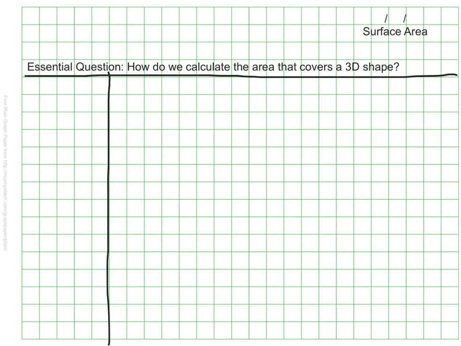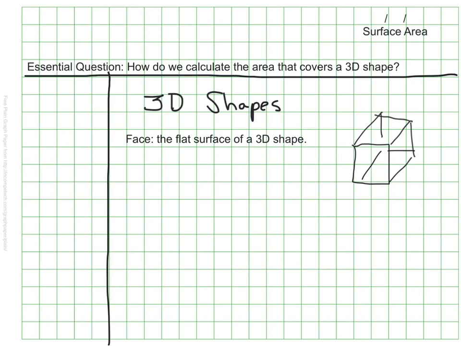When we think about a 3D shape, there are a few terms that we need to know. The first, and the one that you will hear very often, is face. A face is a flat surface of a 3D shape. In this cube, there are 6 faces. I'll just shade in the one on the bottom here, because there are 6 flat surfaces that make up the shape. The bottom and the top, and then of course the 4 faces along the outside of the shape.